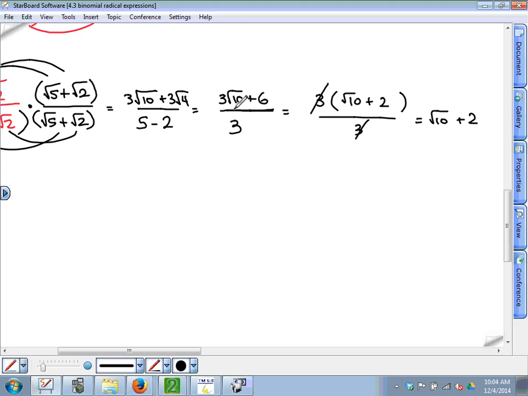Just right here, because the whole thing is being divided by 3, not just this first term. The 6 is also being divided by 3. Another way you could think about this, these two things right here are exactly the same thing. So you can cancel those, but then that still becomes a 2.